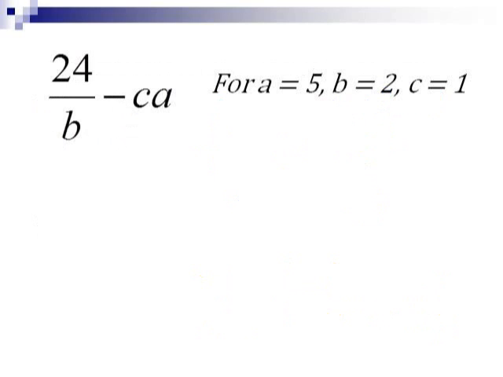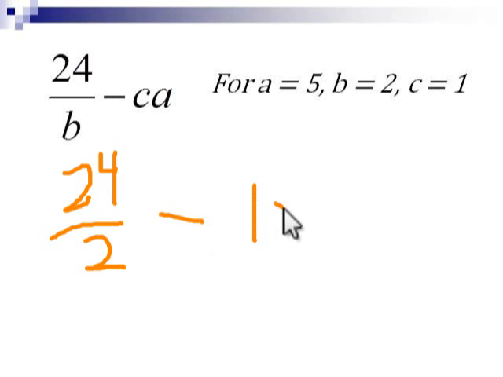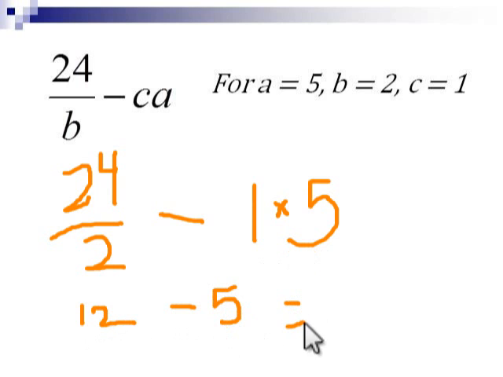Next example. We're going to substitute. We're doing 24 divided by b minus c times a. CA means c times a. So we're going to write 24 divided by 2 minus c, which is 1 times 5, which is a. So we're going to do our division first. 12 minus 1 times 5 is 5, and 12 minus 5 is 7.